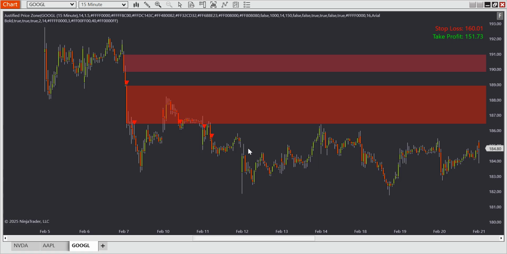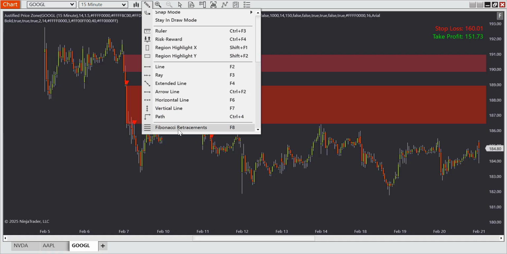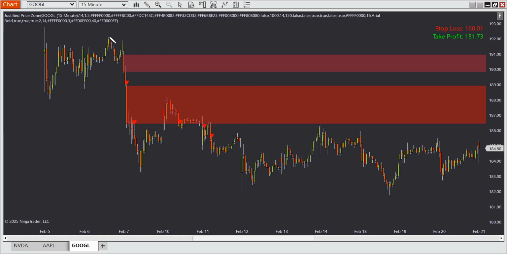And one last example I want to go over. So we got the Google 15-minute chart here. And if I did what I've shown just recently, if I did a fib here from this high to this low, we do see we have a zone and price does get into the premium side of it. So it does follow this criteria and we do see a nice push away.